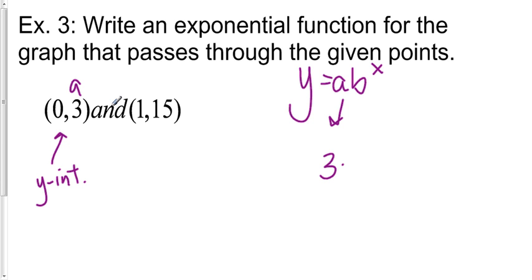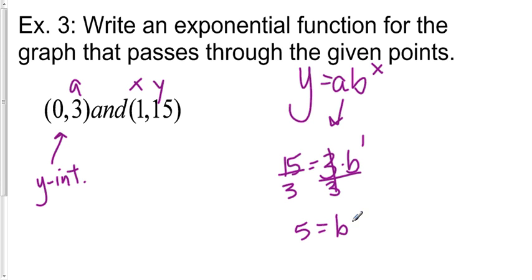Now from this point (1, 15), it's 1 point on the graph here. It gives you an x and a y value that you can plug into your function. So the y value is 15. The x value is 1. What we don't know is the base. We don't know b, and so that's what we need to figure out. So I'm going to divide each side by 3, and I get 15 over 3. That's 5 equals b to the first power, so 5 equals b.